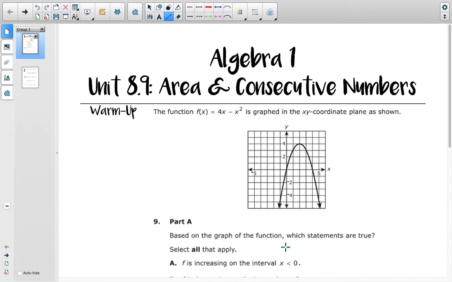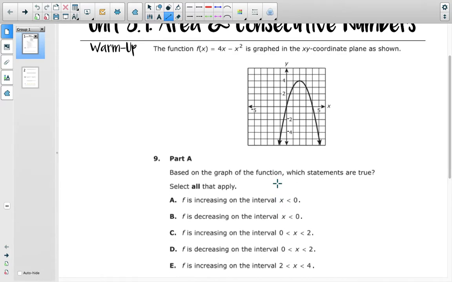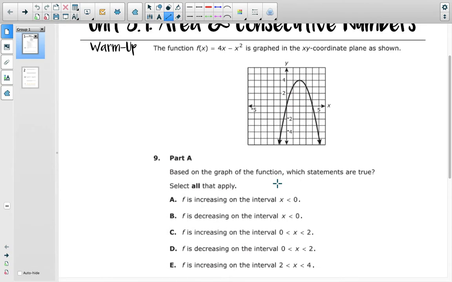8.9. I will warn you, on Khan Academy, there's not really good lessons for this. I'm going to keep searching to see if I can find better ones, but we're going to do our best with what we got. So, warm up real quick. This is a state question if you haven't caught onto the pattern. This is the equation. And let's just go over some features to kind of review what we've done.